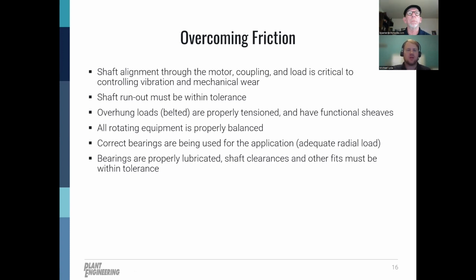The last force that we mentioned there was friction, so mechanical friction in this case. Mechanical friction for motors is directly dependent on the motor bearings. A good place to start is with your motor alignment. Any parallel or angular misalignment is going to lead to a lot of problems for you, but is especially critical to controlling the vibration and mechanical wear.